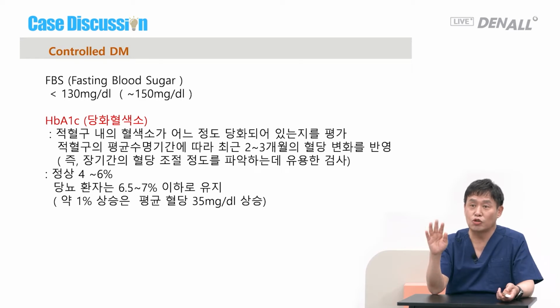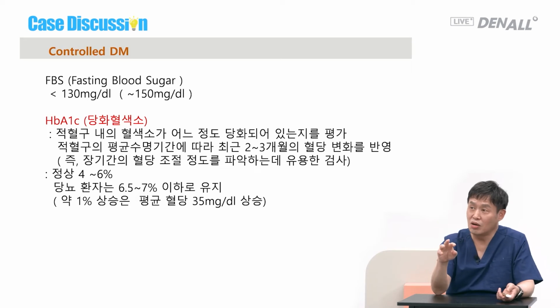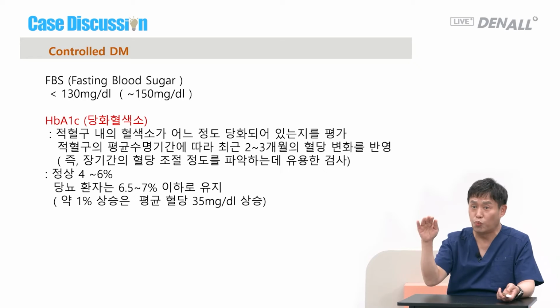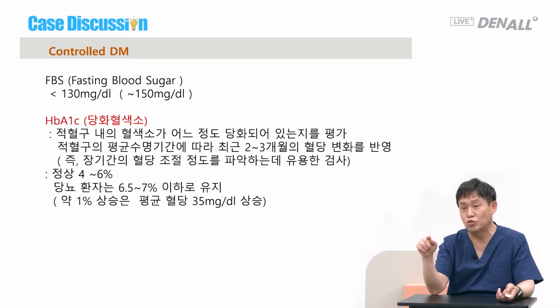HbA1c is the glycated hemoglobin in red blood cells. The red blood cells live in the blood for 2 to 3 months. So if this figure is not good, the blood sugar control is not properly done. It should be 4 to 6% normal, and for diabetic patients, it should be maintained below 6.5 to 7%.